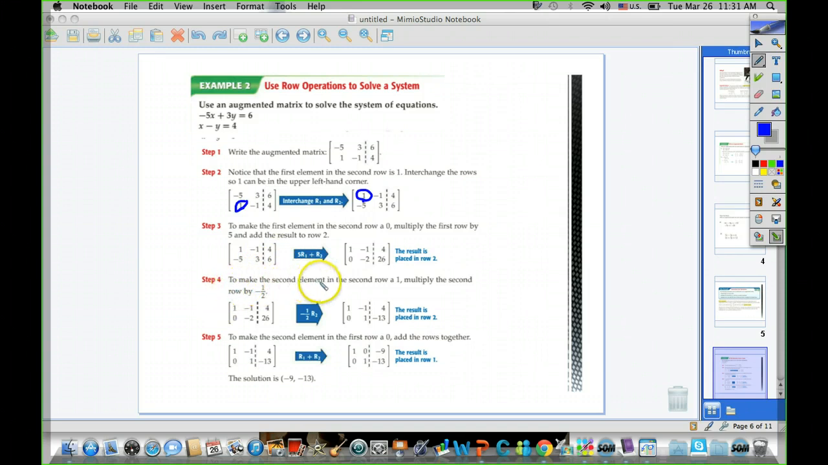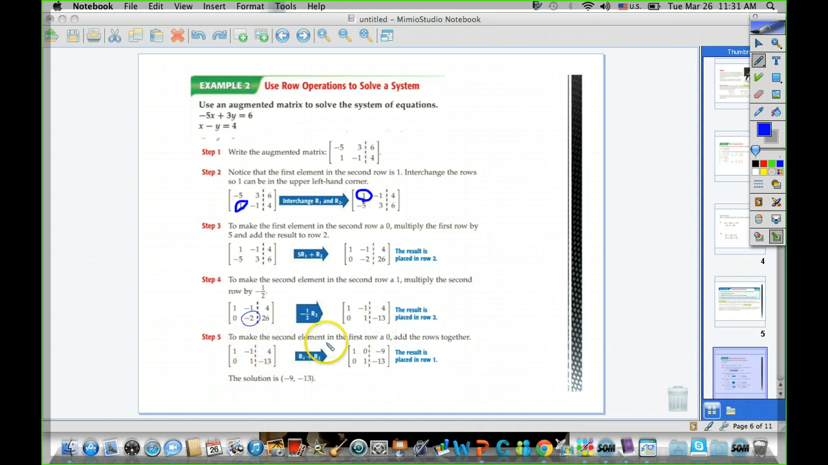To make the second element in the second row a 1, multiply the second row by negative 1/2. So they want the second element in the second row to be a 1. In order to make this negative 2 into a 1, you multiply by a negative 1/2. So negative 1/2 times everything in the second row. 0 times negative 1/2 is 0. Negative 2 times negative 1/2 is 1. 26 times negative 1/2 is 13.